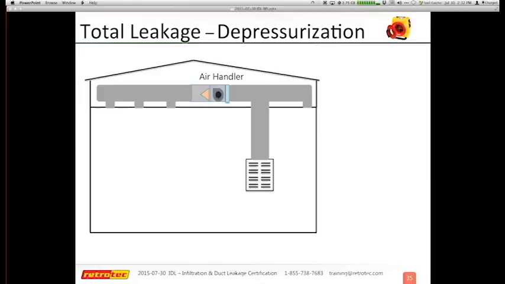All right, so I'm going to go through this again. Many people out there, I can tell by your responses, are BPI certified and familiar with this, but I do have some people that aren't really familiar with a total leakage or leakage to outside test. So we're just going to step through. I have my house here. I have the air handler in the attic. I have a couple of supplies and 2 small returns.